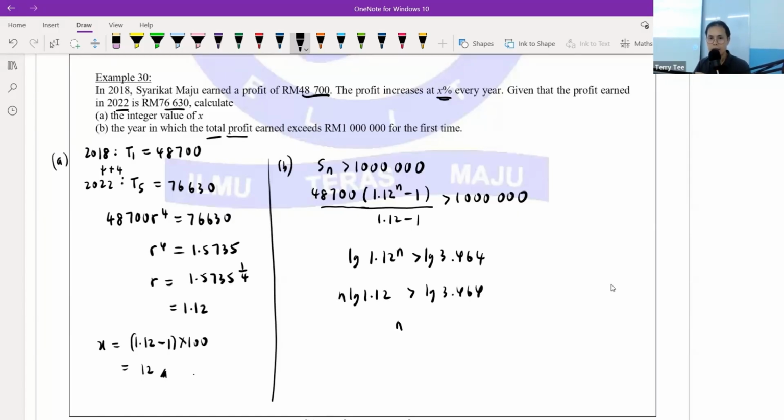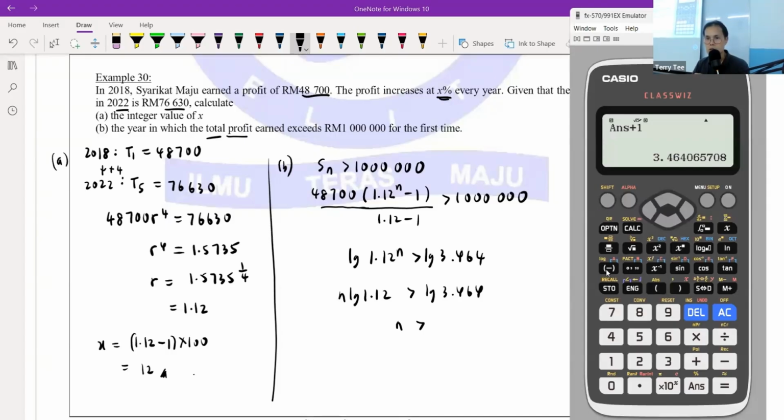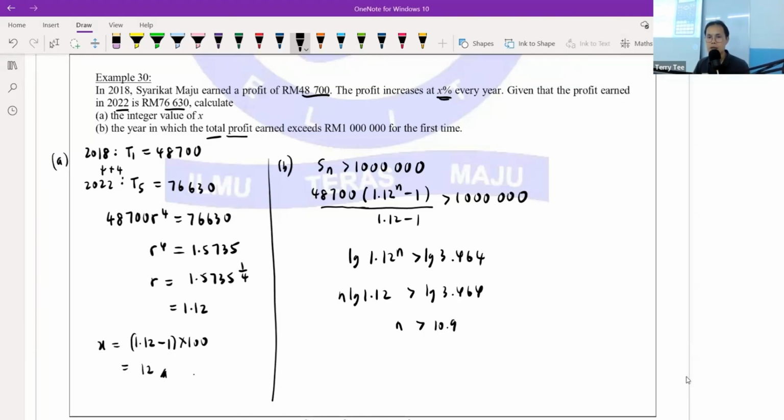3.464. N is more than, okay, take a logarithm of this number, log of this number. You divide by log of 1.12. You should get 10.96. Right. If you get 10.96 means what? N must be 11. So after 11 years, your profit, the total cumulative profit, will be more than 1 million. Right.